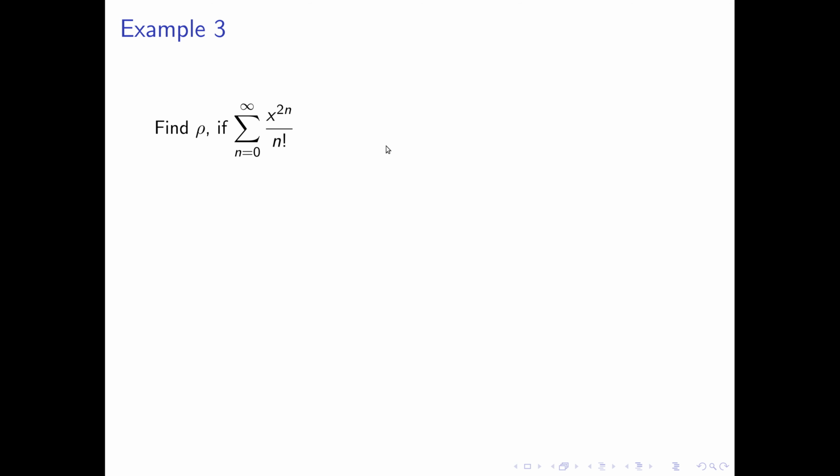So this one looks pretty straightforward. We have a factorial going on here. I wonder where that's coming from.